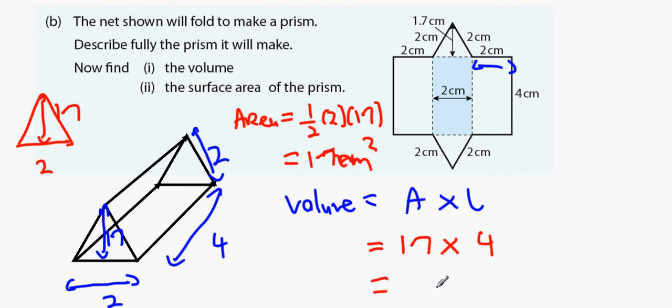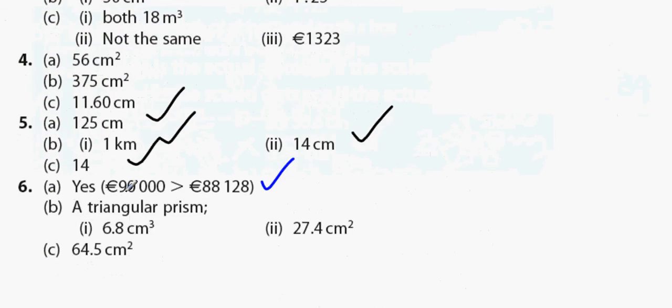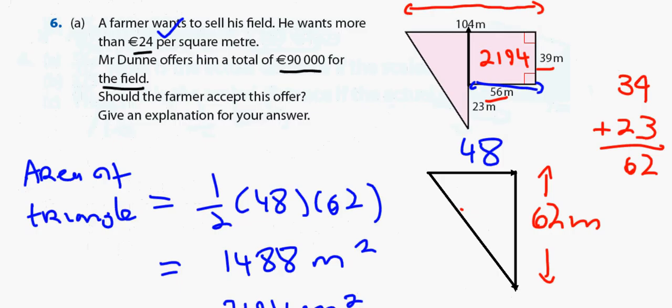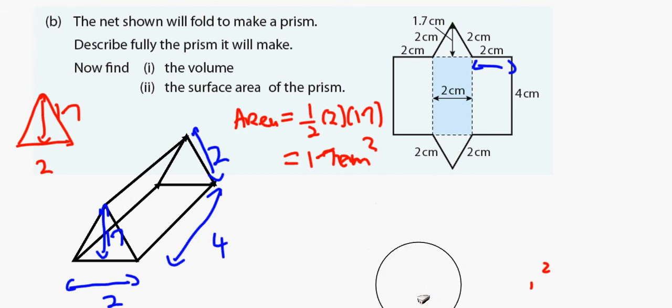Okay, so let's just see if we're right here. 6.8 centimeters squared, and it's a triangular prism, right? The reason why it's a triangular prism is it has two triangular faces. Now to find the surface area, we're going to use the answer we used before regarding the area of the front face. The area of the front face is going to be 1.7, so 1.7 here and 1.7 here at the end. So it's going to be 1.7 plus 1.7.